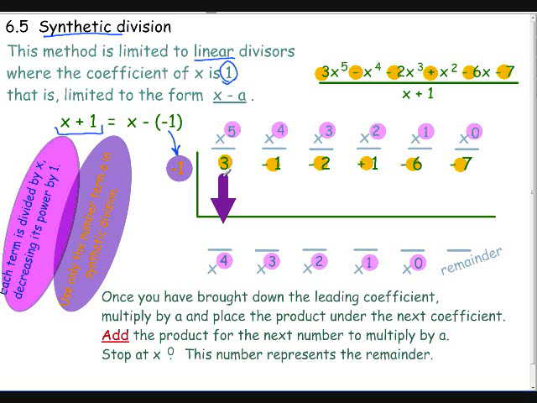Now, the first thing we're going to do is bring down the leading coefficient. We can't get started until we do that. So you don't have to do any calculations at all, you simply bring it down. Now we can begin the calculations. The first thing we do is we multiply this by a -1, which gives us what? A -3. We place that product in the next column.